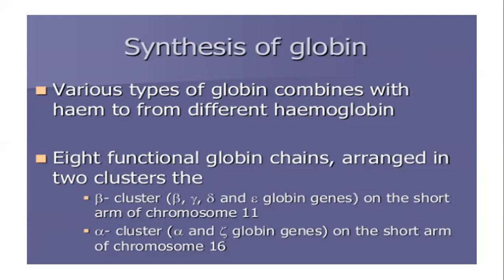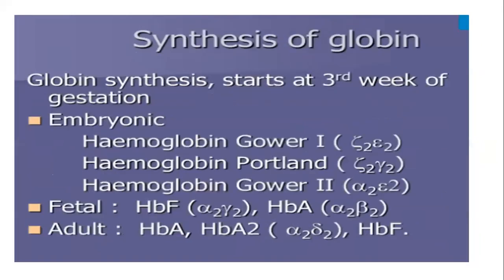And this particular cluster is represented by chromosome number 11, which is the short arm of chromosome number 11. While the alpha cluster has alpha, zeta globin genes on the short arm of chromosome number 16. So the alpha cluster is basically found on chromosome number 16. So chromosome number 11 is for the beta cluster, and the alpha cluster is found on chromosome number 16. Okay.